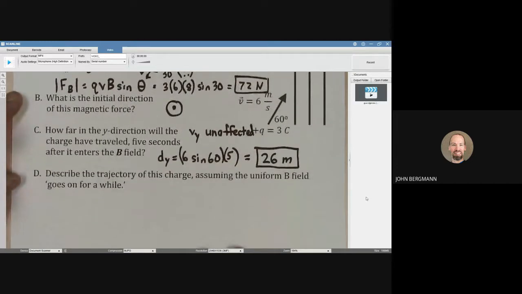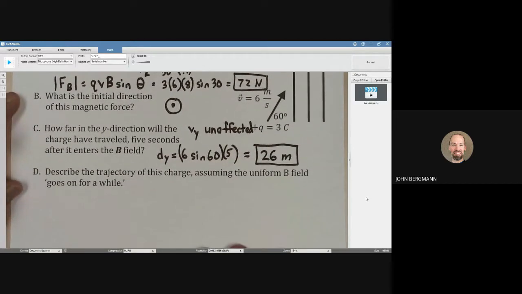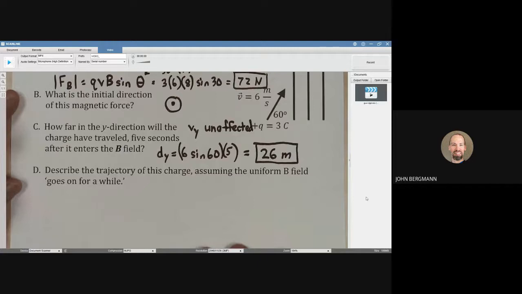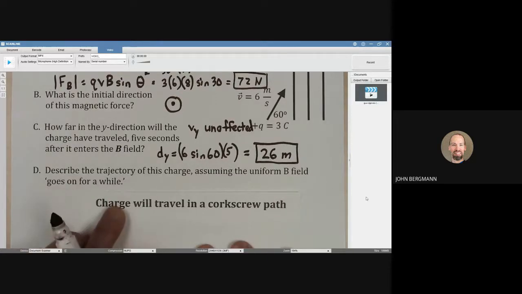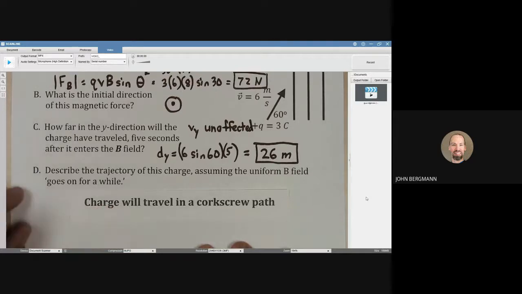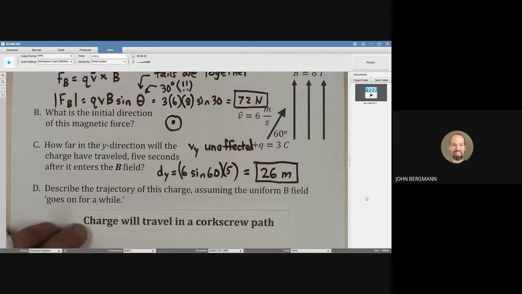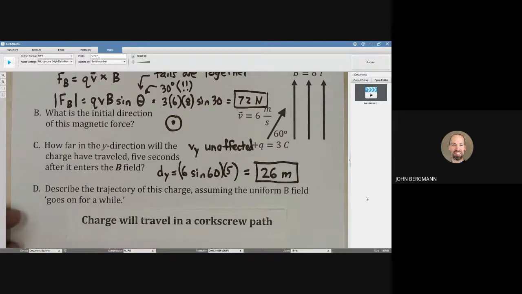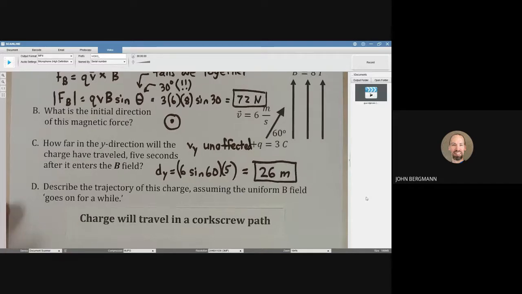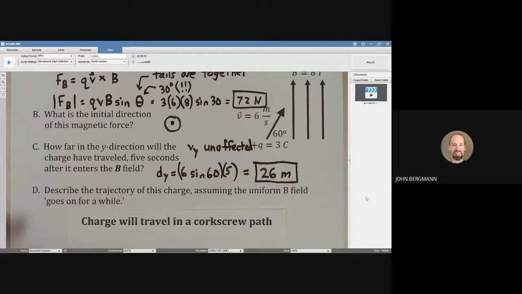Lastly, describe the trajectory of this charge assuming the uniform B field goes on for a while. This charge is going to travel in a corkscrew path. Vy is going to be entirely unaffected in either direction or magnitude. Vx, what started out as Vx, won't increase or decrease, but the direction will constantly be changing. And so this charge will be traveling in a corkscrew path.